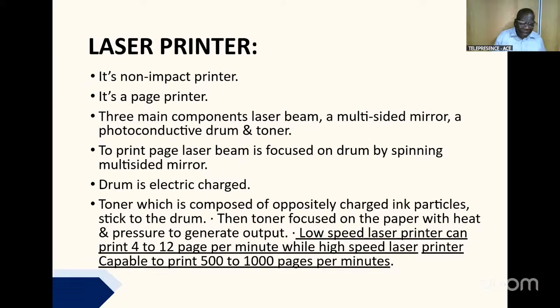The drum is electrically charged, and toner, which is composed of oppositely charged ink particles, sticks to the drum. Then the toner is transferred onto the paper with heat and pressure to generate the output. A low-speed laser printer can print 4 to 12 pages per minute, while a high-speed laser printer is capable of printing 500 to 1,000 pages per minute.